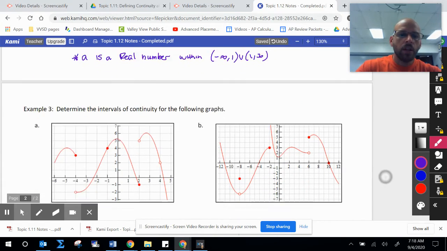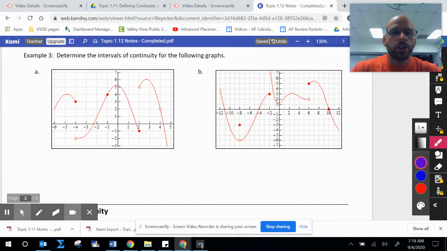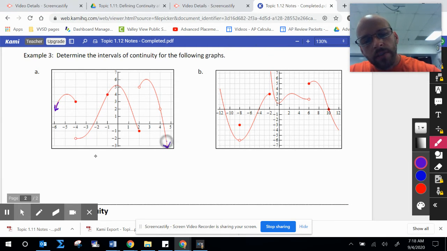Okay. Let's take a look at these two graphs. So determine the intervals of continuity for the graphs, right? I want to know over what intervals this graph is continuous. Now, my graphs don't have it on here, but I do want you to make the assumption that there are arrows on the end of this, so my graphs will keep going.